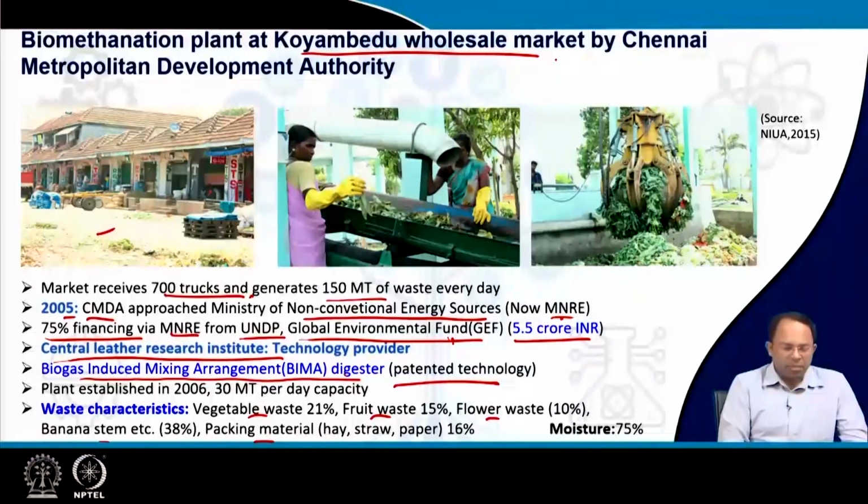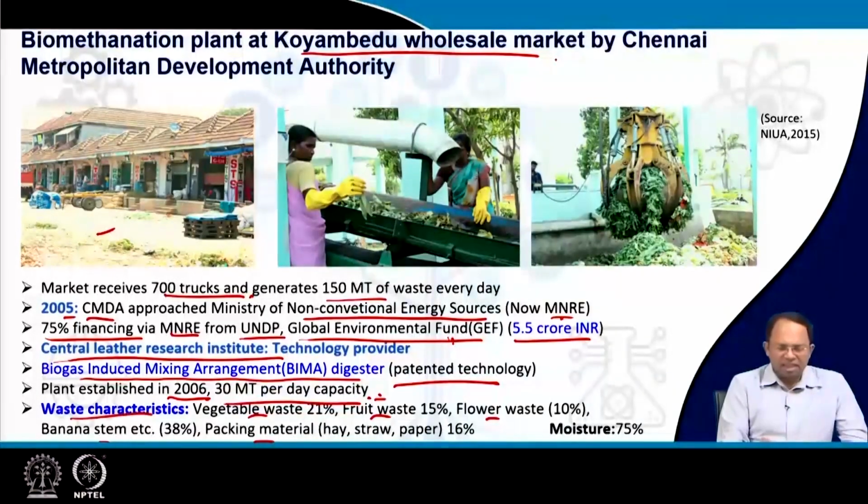So this was set up. The plant was established in 2006. The capacity of the plant was 30 metric tons. The rest of the waste was sent to other facilities, but only 30 metric tons of segregated, properly cleaned organic waste was taken for this particular plant. Right now, they are also willing to expand it to 50 or 60 metric tons.